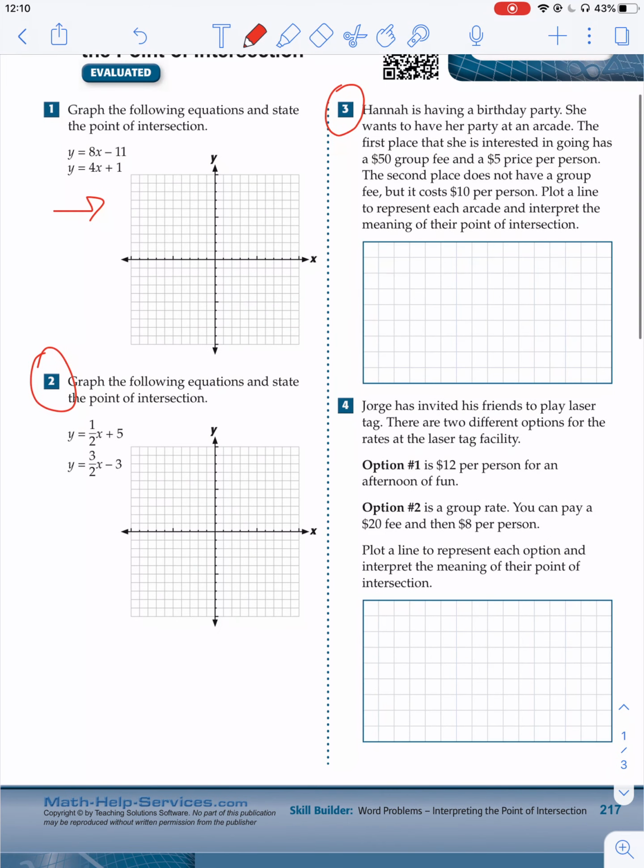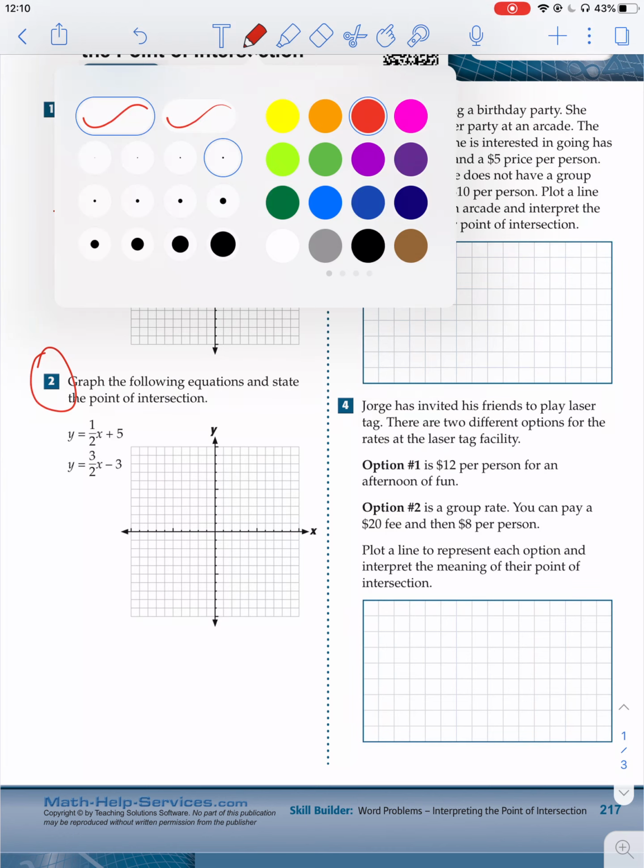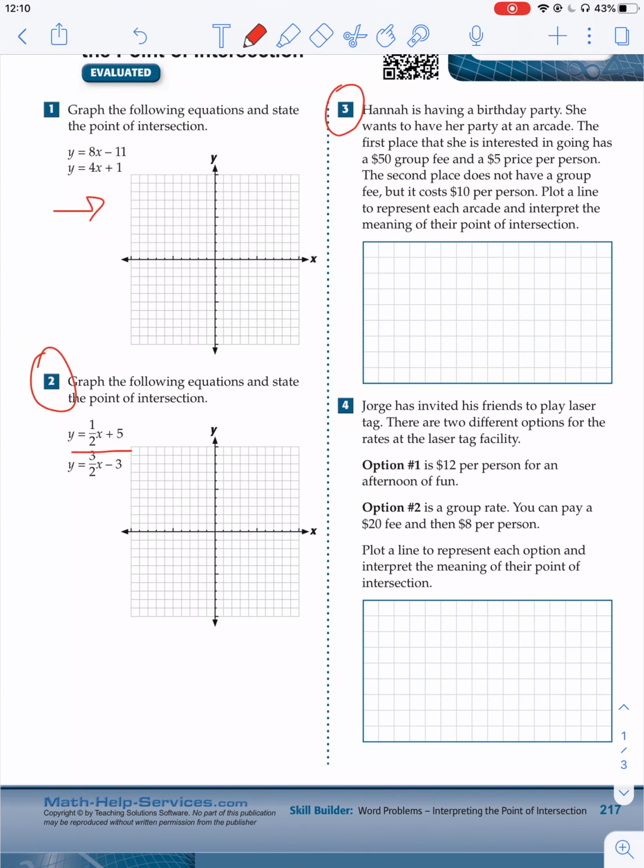So here for question two, graph the following equation to state the point of intersection. So this is kind of tricky, right? I have to graph these two functions. Best way to graph a function is to, you know, in your case, I guess, make a table of values. So let's do this function in red.